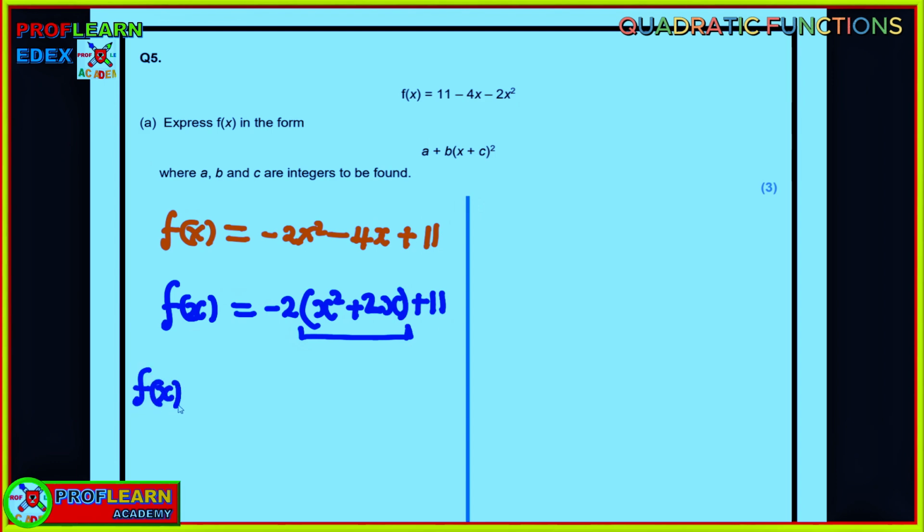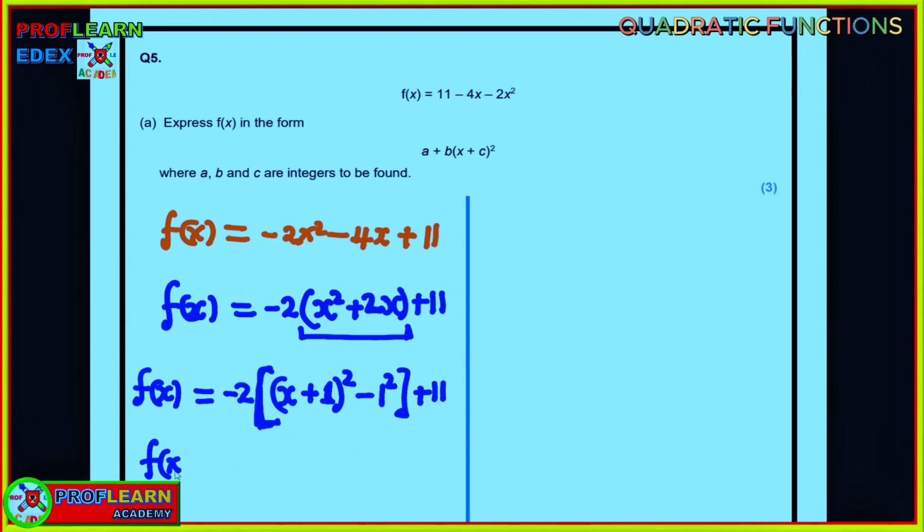Now I can complete the square of this, and I'll say that f of x can be written as negative 2 times x plus, we just pick one x, here we pick a half of 2, which is 1, we square that. Then we have to subtract the square of this number that is here, and I gave a reason as to why we have to do that. Then we shall have 11.